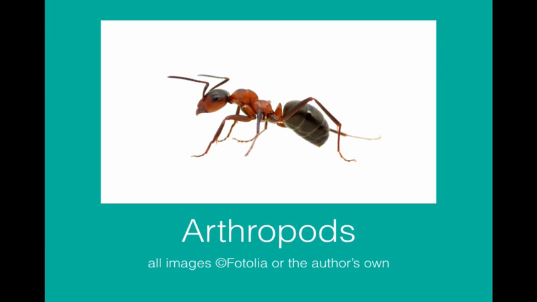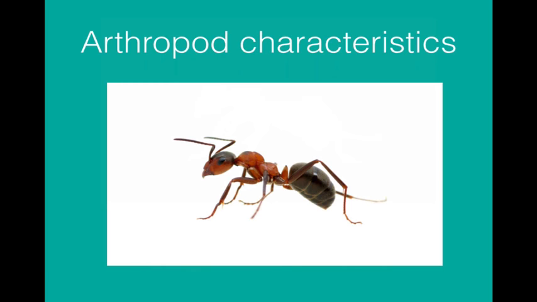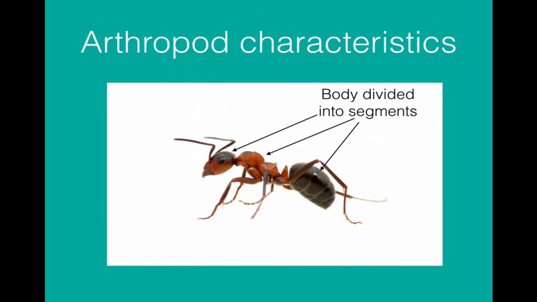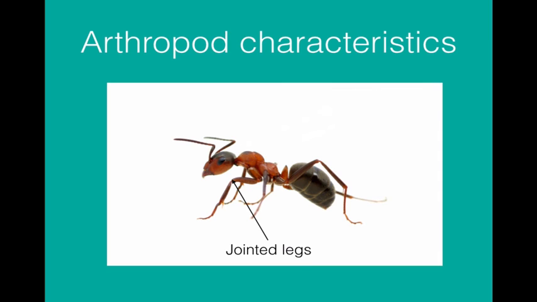This video is going to look at one of the phyla of animals, namely the arthropods, or Arthropoda. The arthropods share a number of different characteristics. These include a body that's divided into various segments. They will have jointed legs, which is what arthropod means, and they will have a tough exoskeleton. They don't have a skeleton like vertebrates do.